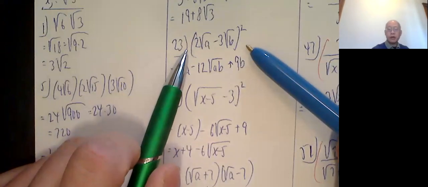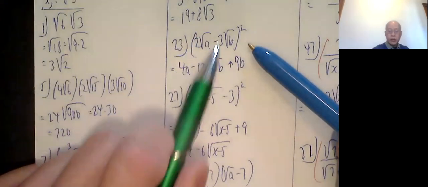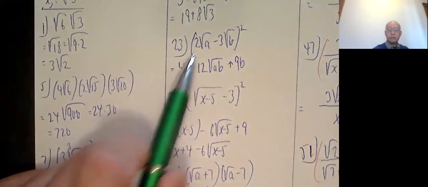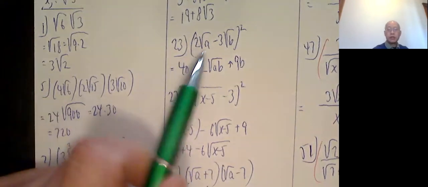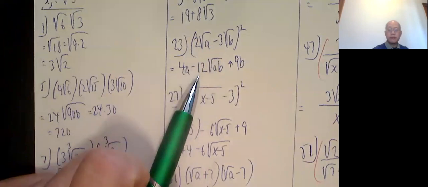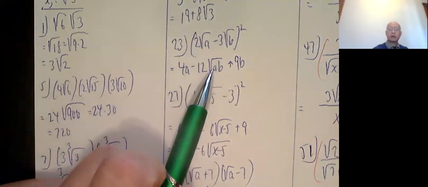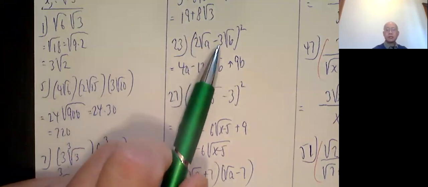This one's also the square of a binomial. Okay, so I square this, 4a, minus 2ab, 2 times 3 is 12. Radical a times radical b is radical ab, plus 9b.